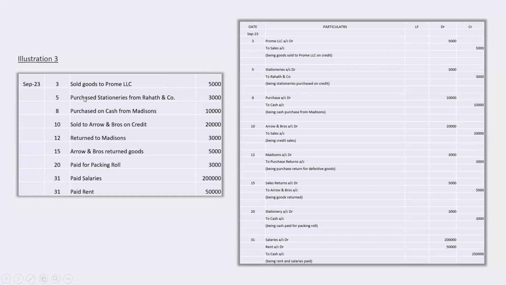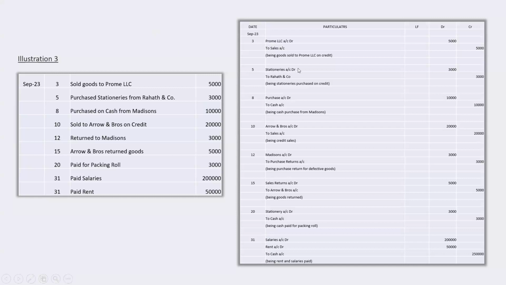And then on 5th of September, purchased stationeries from Rahat and Company, that is for 3,000. And here is the journal entry. Stationeries account debtor. So here you will be wondering, why stationeries account and why not purchase account? Purchases, when it is done for goods, when the stock or inventory has been purchased, or anything related to the goods, then you have to mention it as purchases account.